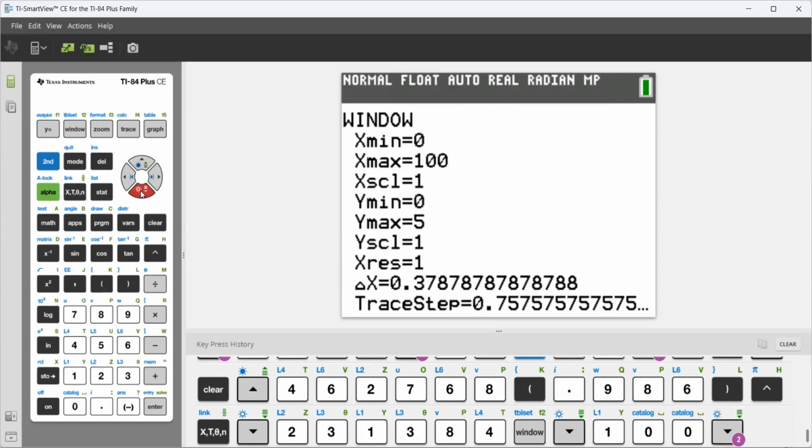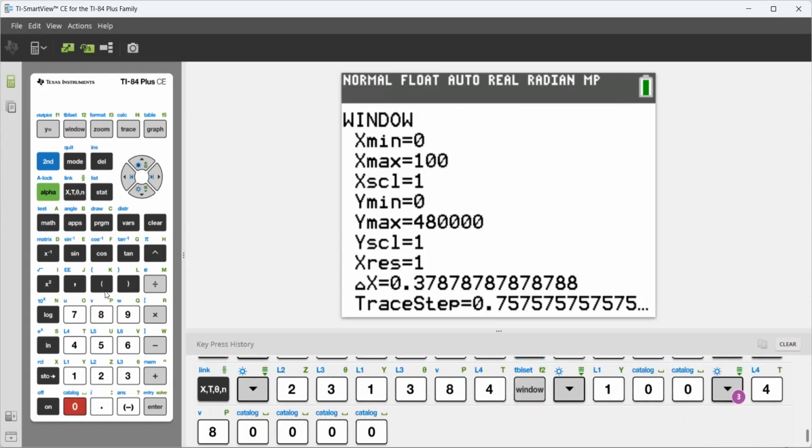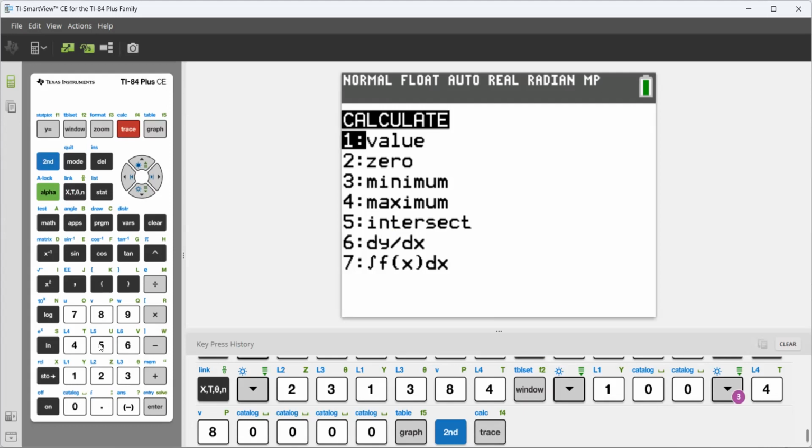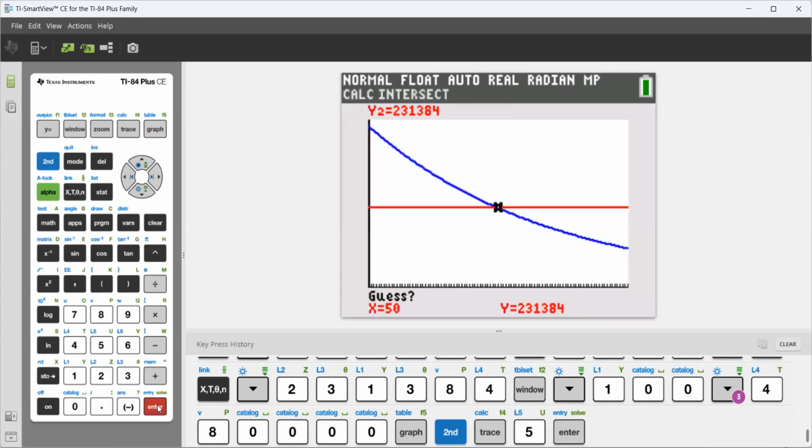But maybe it might be a long time for that to happen. And then here we have, let's do 480,000 and go to graph. Oh yeah. So second, trace, 5, enter, enter, enter. Oh yeah, we've got 49.16. So we are in the 50th year, right? So it's going to take 50 years to do that.